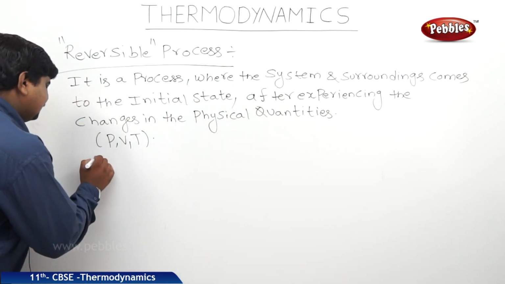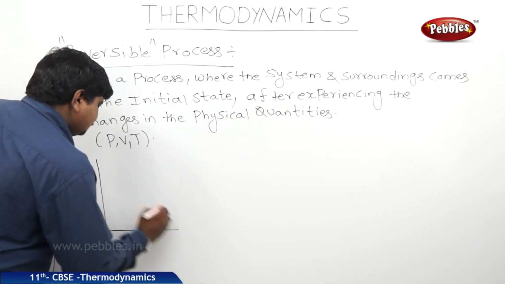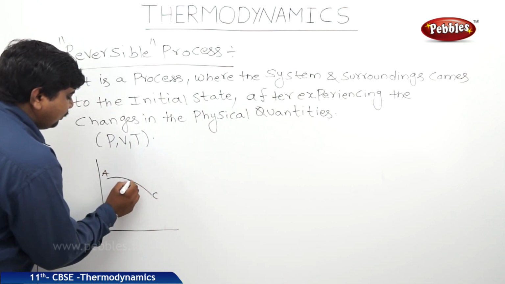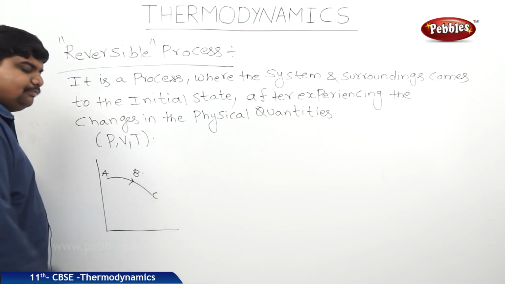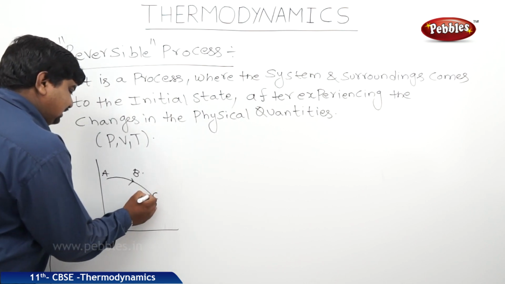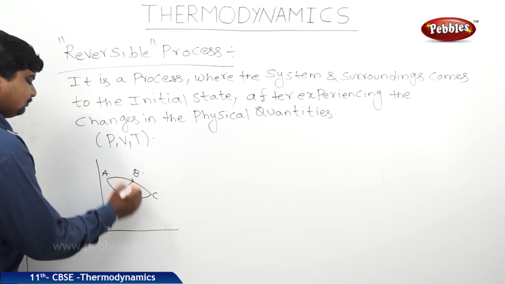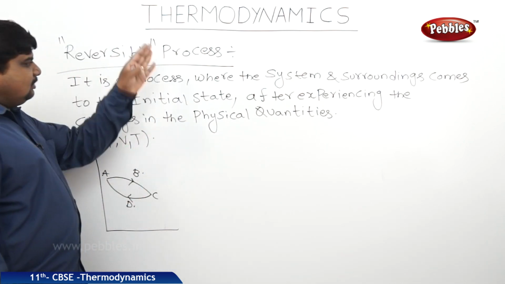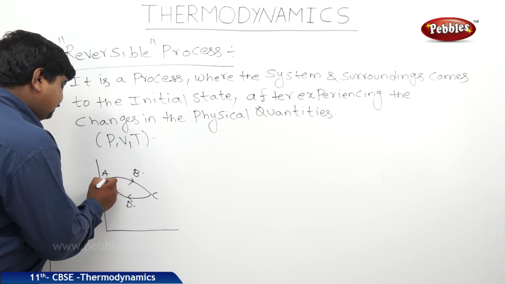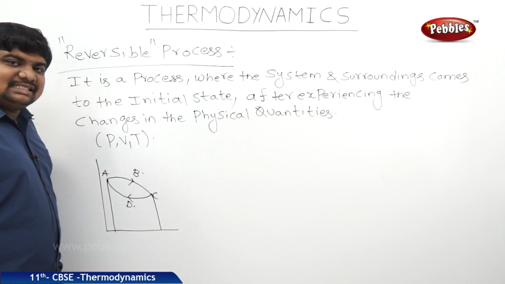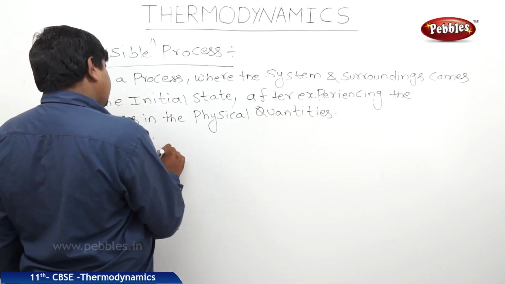So, the graph will be like this. This is the expansion A to C via B, and it is again returning to A via D. So this is called a reversible process. In this reversible process, the total work done is almost 0 because it is a conservative work.